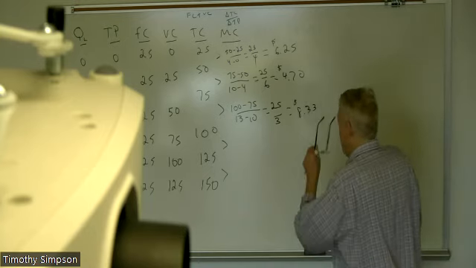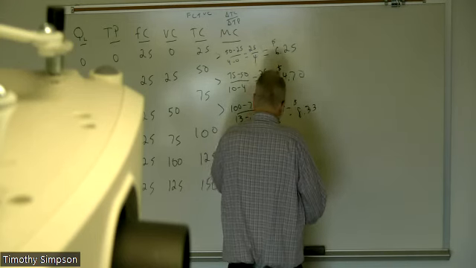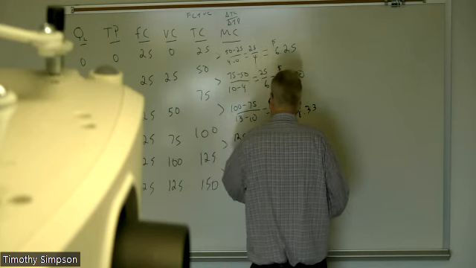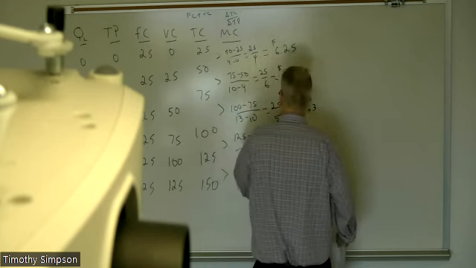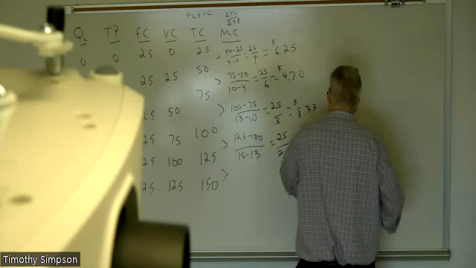Okay, and then let me just do the math. We only have two more simple calculations: 125 minus 100 over 15 minus 13, so it's 25 over 2, which is 12.50. Notice the marginal.